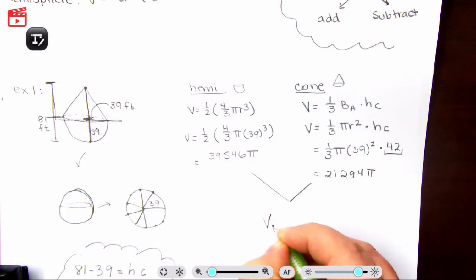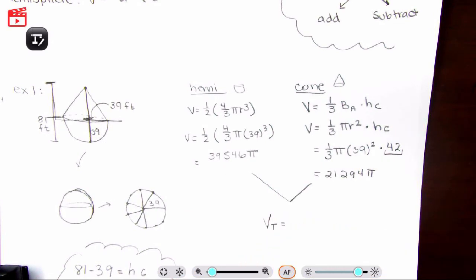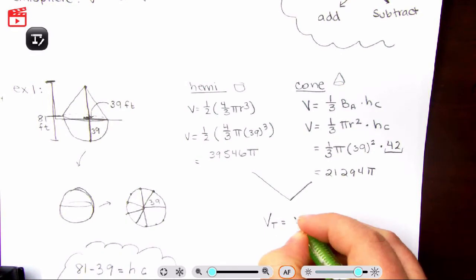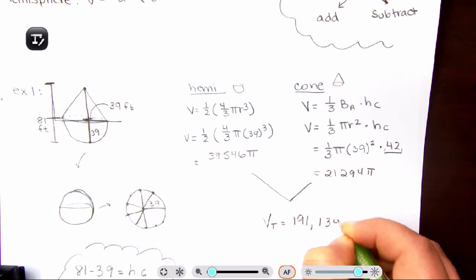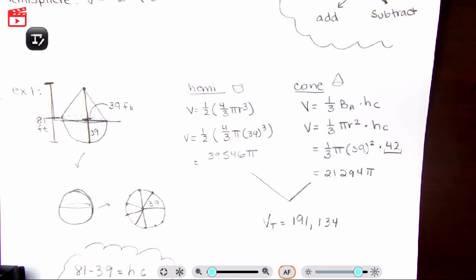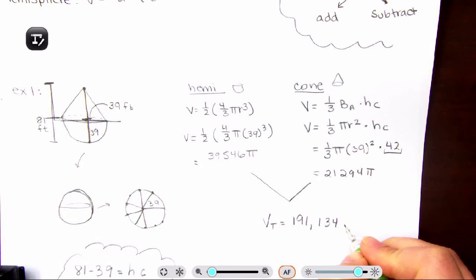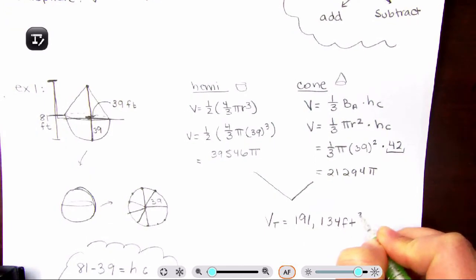So the total volume, again using my trusted calculator, there's that one, and I'm going to add to it the other one, and I'm going to round. So I have about 191,134. What do we have for units of measure? Feet. What are we trying to solve? Volume. Volume is always cubed.